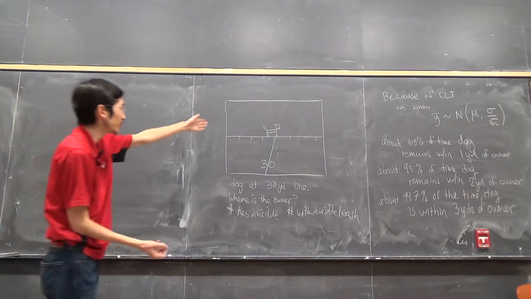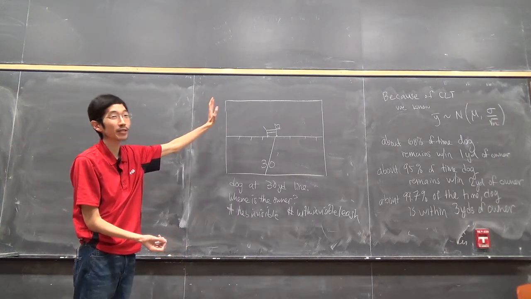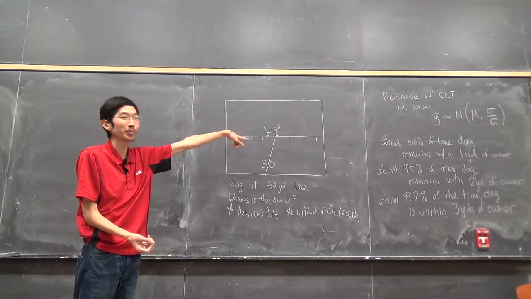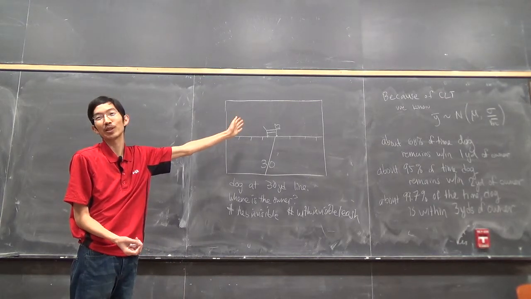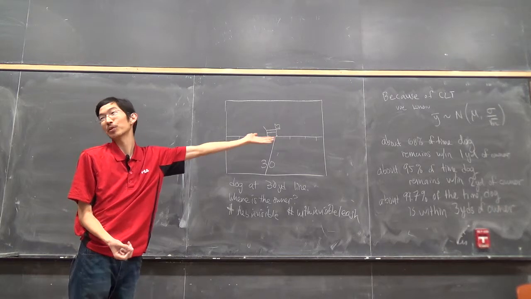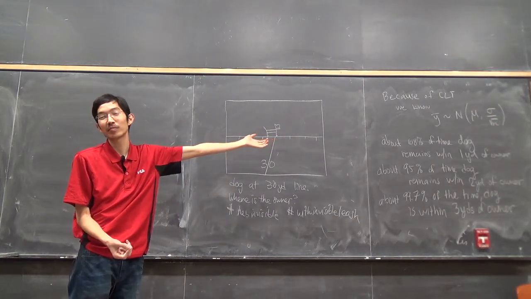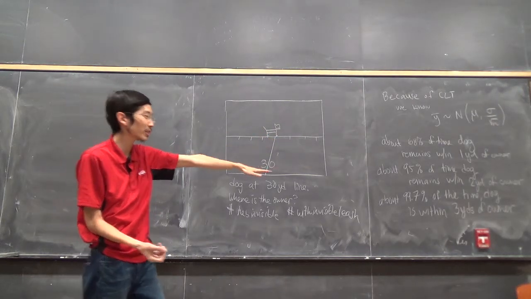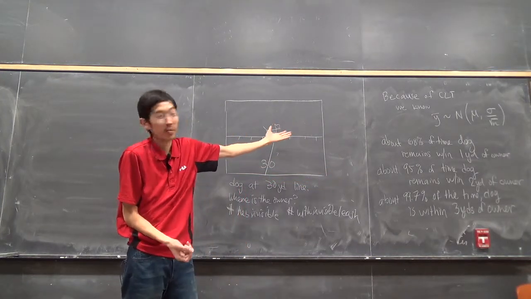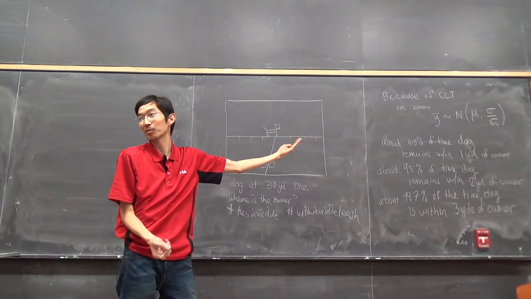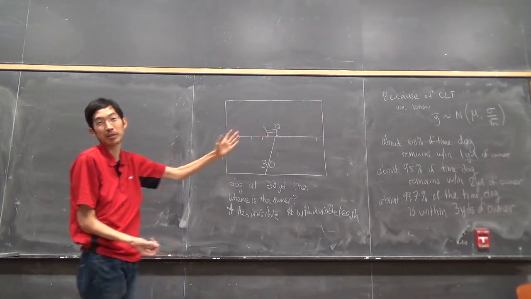Well, it just means the owner could be at 26 and a half, and it just means we happened to take the picture when the dog was behaving a little bit weird and decided to go more than 3 yards away from the owner. Okay? Normally it doesn't do that. 99.7% of the time, the dog doesn't do that, but maybe this picture was taken during that 0.3% of the time. We don't know, okay?